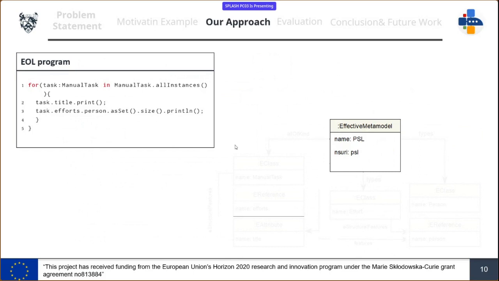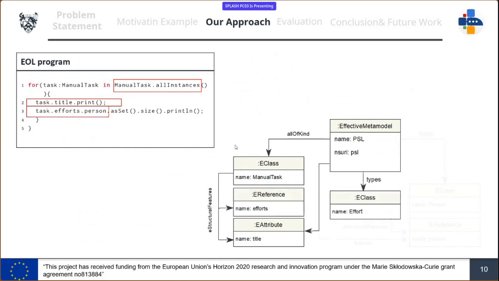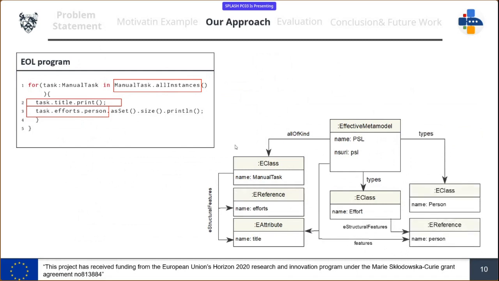For example, here we say, okay, there is a manual task, all instances. All instances means allOfKind. So we add manual task and a reference of allOfKind to our effective metamodel. Looking at the effective metamodel, we understand that we need allOfKind of manual task. After that, here we say, okay, task.title. It means that the title of task is needed as well, so we add it to our effective metamodel. And then the effort reference of task, and the person reference of effort. So this is the whole information that we need from the model for executing the program.